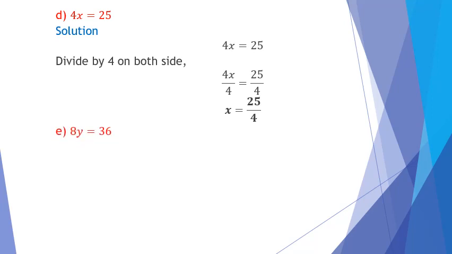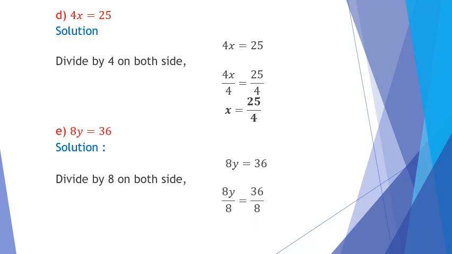Next, E. 8y equal to 36. So divide by 8 on both sides. So we get 8y upon 8 equal to 36 upon 8. After cancelling, we get y equal to 9 upon 2. So y equal to 9 upon 2 is the solution. You can check this one by substituting 9 upon 2 in the given equation. So we get LHS equal to RHS.